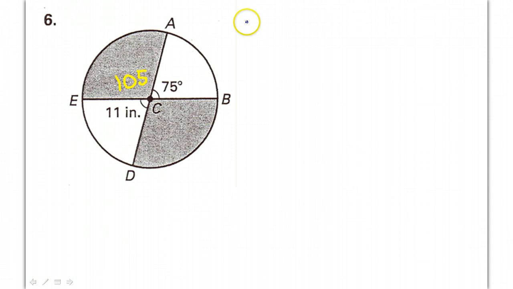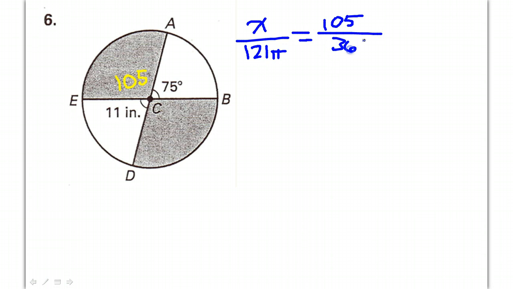So this would be x over 121 pi equals 105 over 360. That's what I got. Okay. Of course, the 121 is coming from pi times 11 squared. Okay? So that's going to be x over 121 pi.